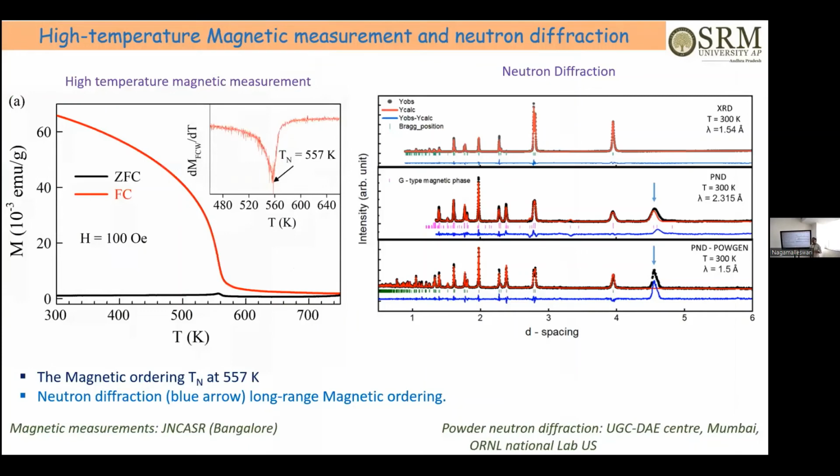One more thing, we are looking for a phase transition also. So we did a high temperature magnetic measurement of this composition. The phase transition appears at 557 kelvin. And one more thing, we studied neutron diffraction of this composition. This is a normal XRD, and this is neutron diffraction. In the neutron diffraction data, we get one additional peak. This additional peak indicates long-range magnetic order. These are also neutron diffraction with a different wavelength.